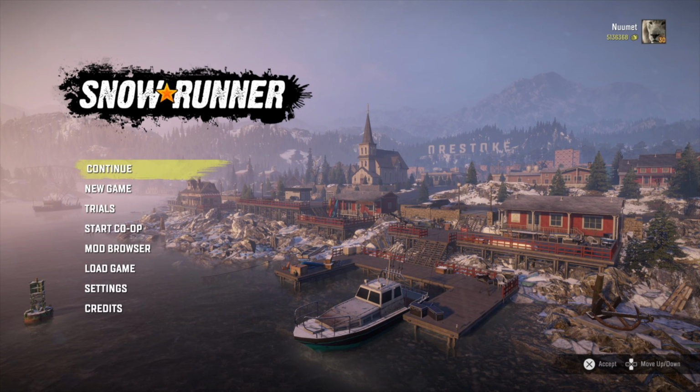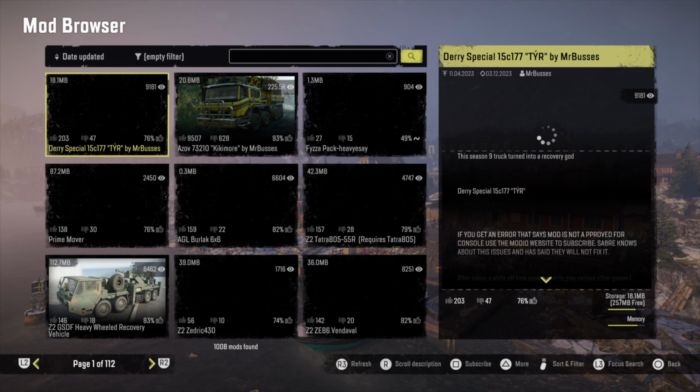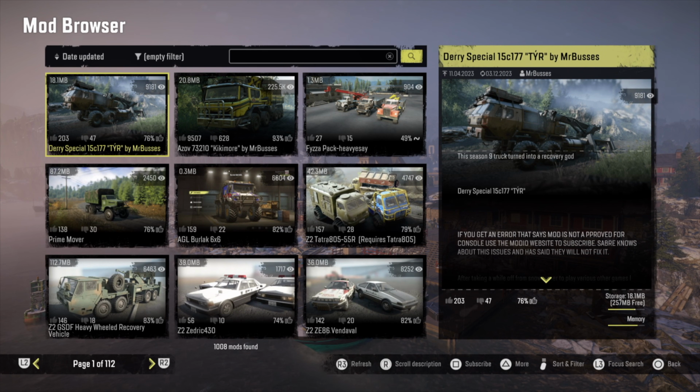Before starting the game, I like to look at the mod browser and check for new updates. It's important to understand that if you have mods in the game, they may be updated by the developer. And you want to be sure that those have downloaded properly first before starting the game. So I always come in here and check the latest updates.